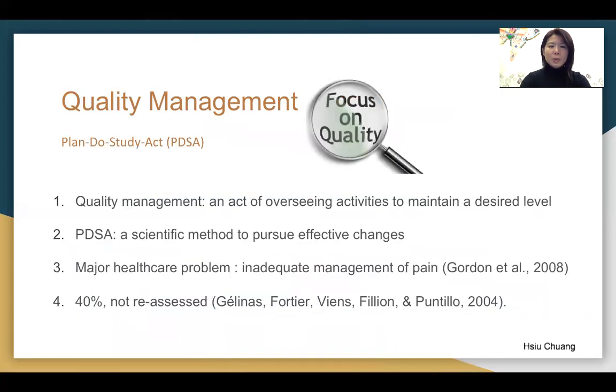Quality management is the way to monitor and oversee procedures or activities in order to keep a desired level of quality care. PDSA stands for plan, do, study, and act, and is a scientific method to work towards an effective change in the work environment. A recent study shows that inadequate management of pain is the major problem in healthcare, and almost 40% of the time, pain was not reassessed after an intervention.